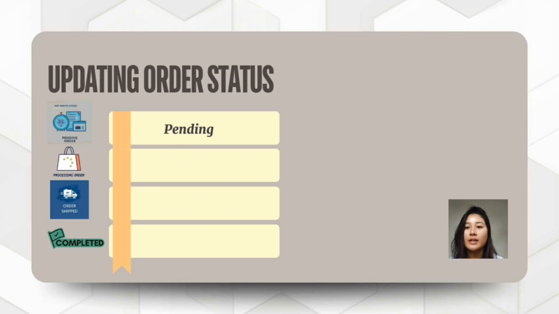The second one is processing. Once payment is confirmed, the status immediately switches to processing. This is the most active internal stage. The order has been approved and the physical fulfillment process has been launched. This status covers everything that happens within our warehouse or fulfillment center.